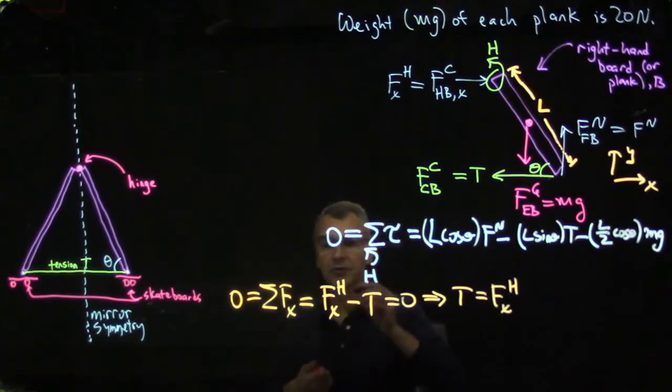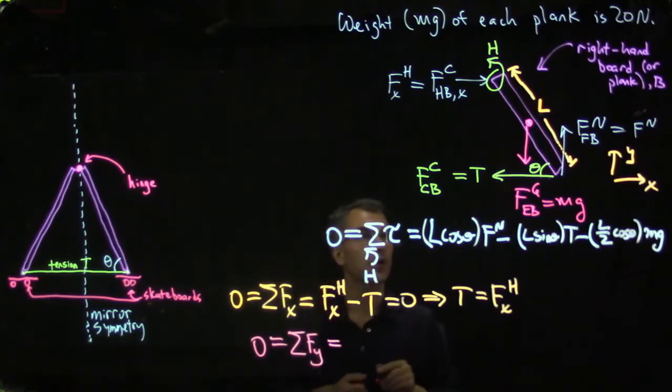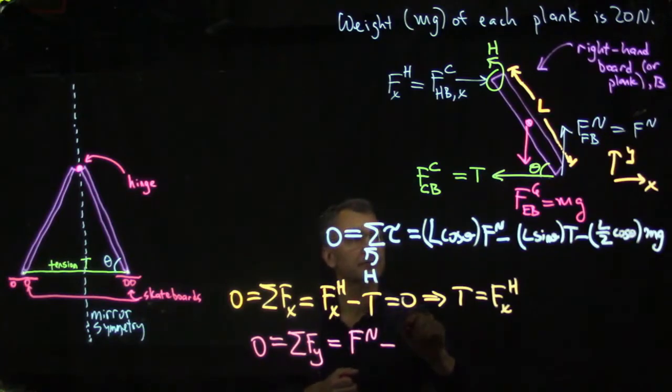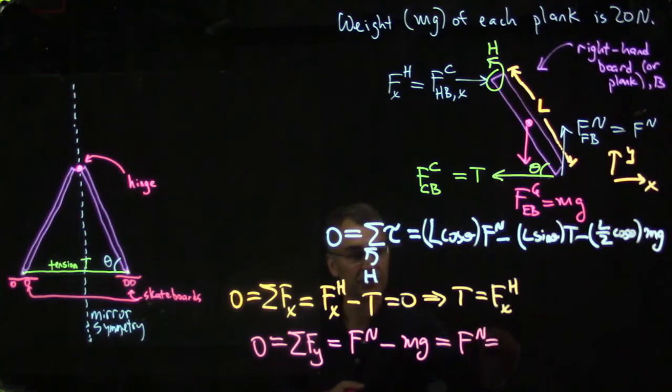Next, let's try the vertical forces. So I usually do up minus down. In the up direction, we have the normal force. In the down direction, we have just the weight, and that's it. That tells us that the normal force just equals the weight.